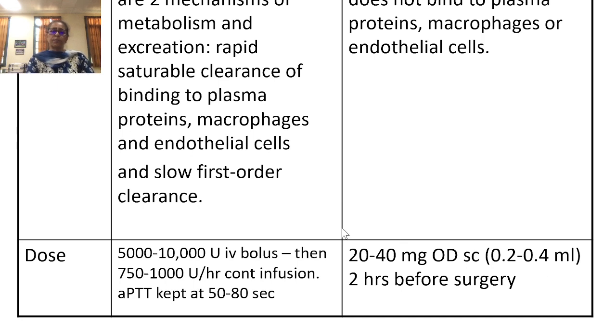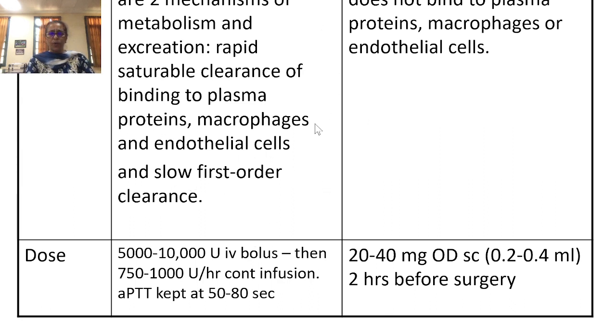Now the dose response in the case of high molecular weight heparin is less predictable, because there are two mechanisms of metabolism. The first is when you give heparin, it is rapidly taken up by plasma proteins, macrophages and endothelial cells. This is the first phase of metabolism, and after that there is a slow first order clearance.